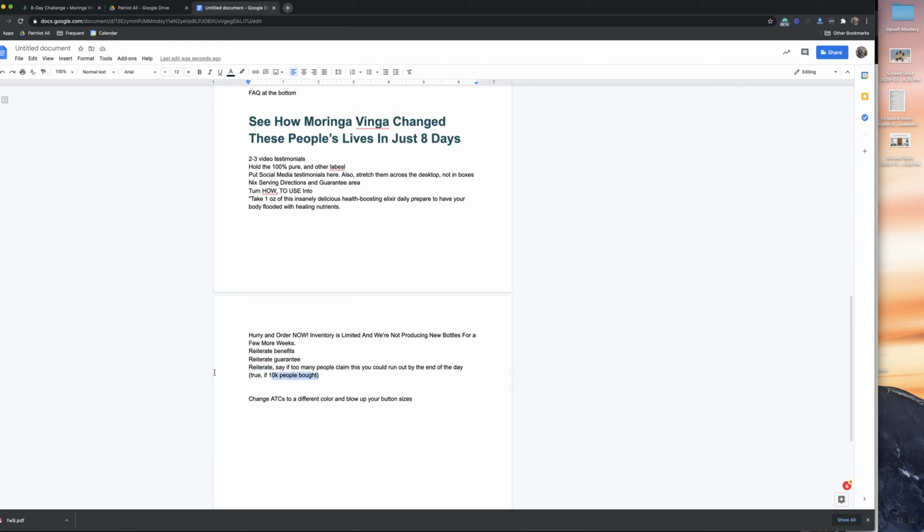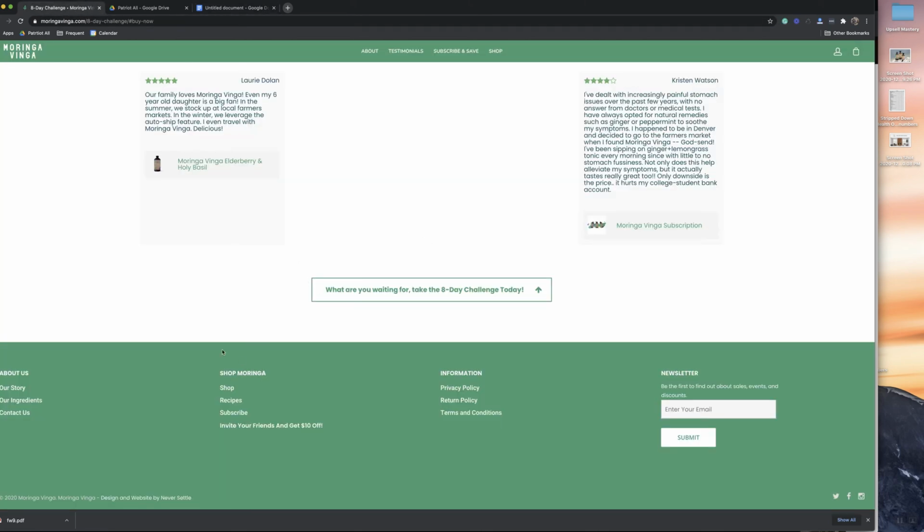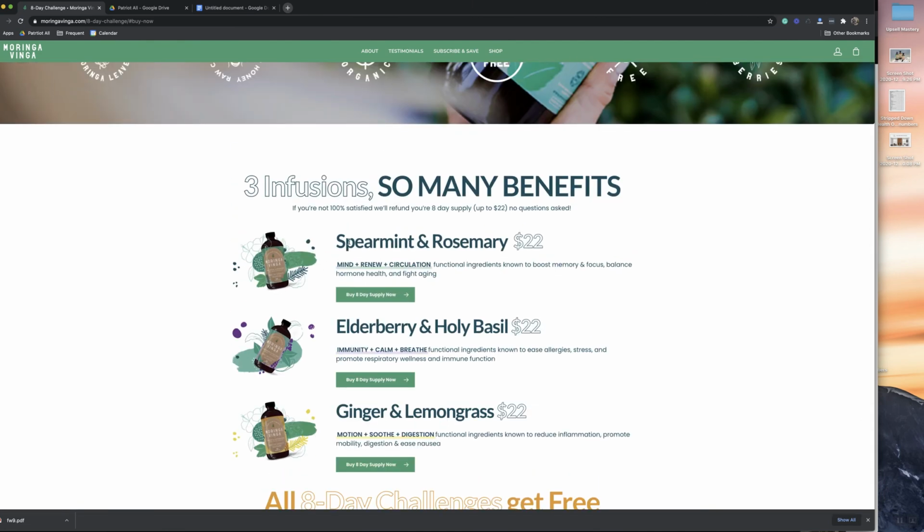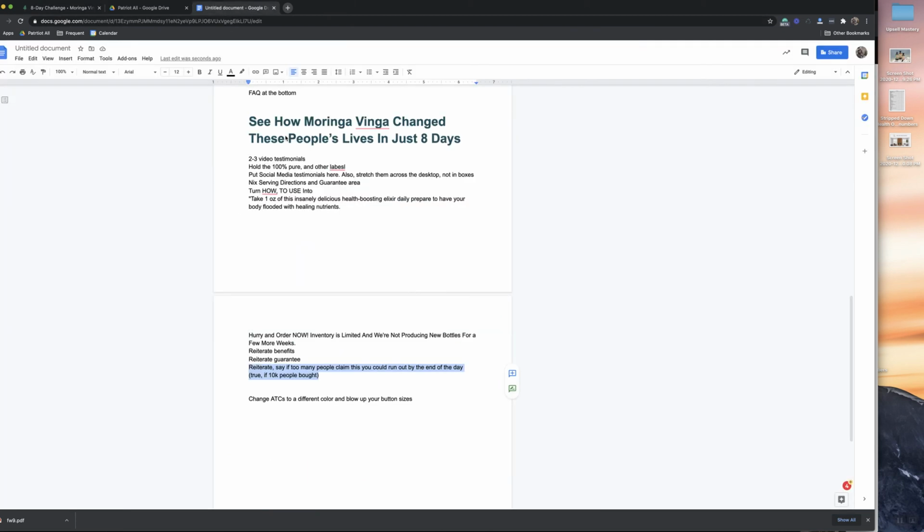This is where you just, it might sound kind of weird, but you say, like, if too many people were to buy this right now, we could sell out and this opportunity would be gone. So then at the very bottom, you could have your 3 different flavors. I would do it like this. Instead of having 1, 2, 3, here you would have a bottle of the spearmint here, a bottle of the elderberry here, and a bottle of the ginger and lemongrass here. And remember, we're at the bottom of the page. And then underneath, you would still have the benefits. So let me just mock this up.